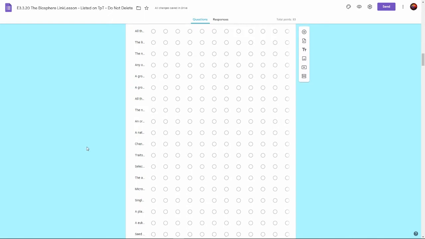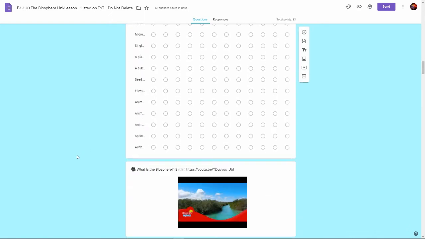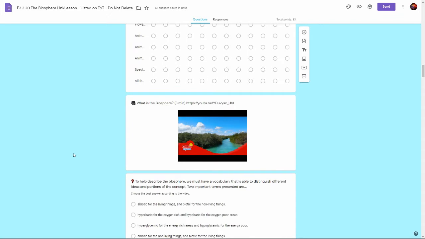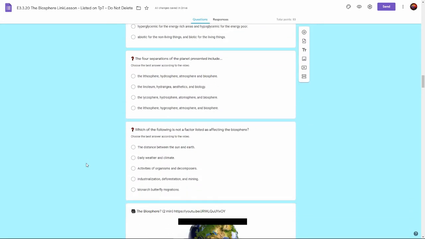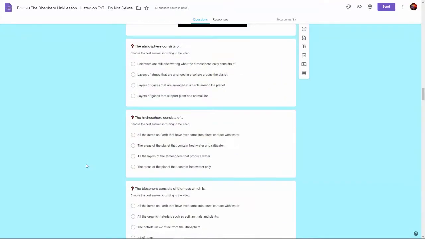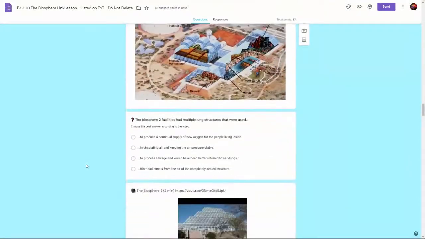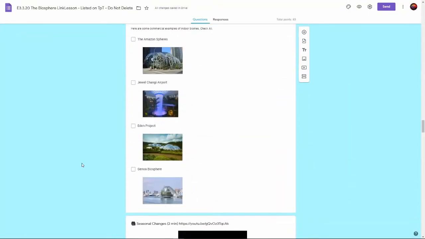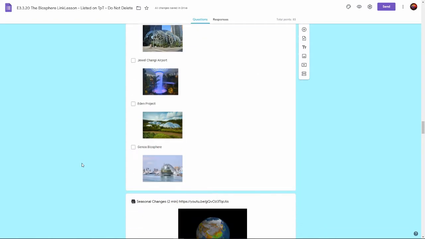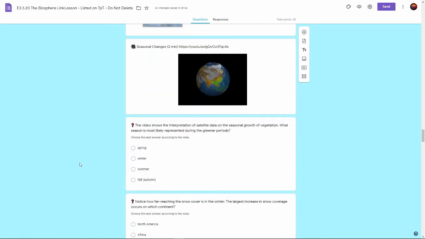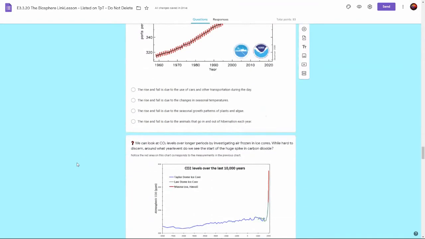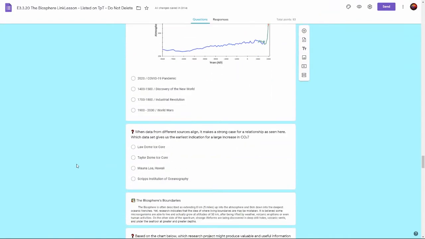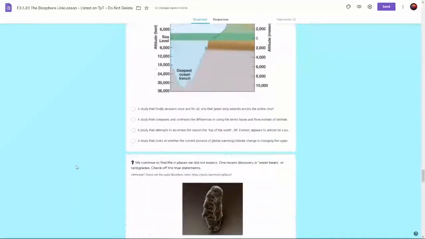Now this is unit vocabulary, so it spans a couple of these lessons, designed to just keep the student engaged in the vocabulary as a unit as opposed to a single lesson. Then there's some introduction and instructional videos followed by questions to keep the student engaged. There's some Biosphere 2 and then some other Biosphere type structures to look at around the world before we go into some seasonal changes and major Biosphere issues like CO2 levels, etc.